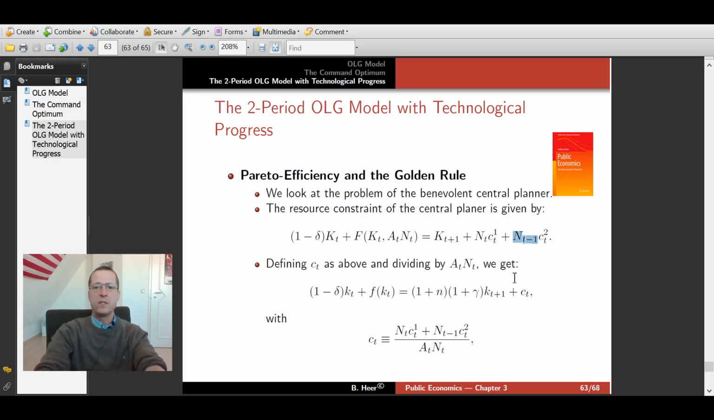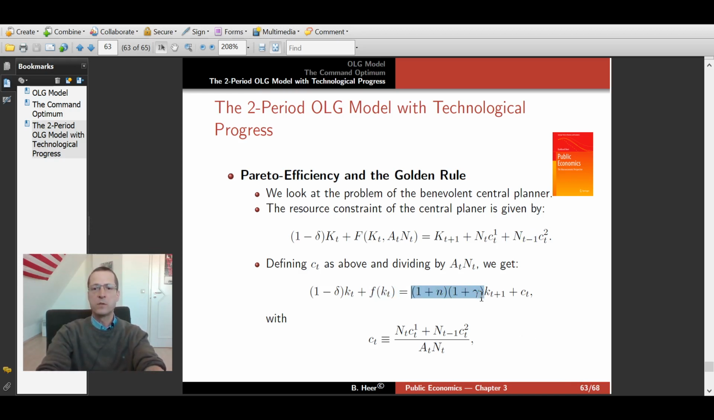Now, if we divide this equation by AT NT, by effective labor, we get an equation in the capital intensity, kT, which is much more convenient to handle because kT is a stationary variable. And we just derive the second equation here: 1 minus delta times kT, our depreciated capital stock per effective labor, plus production per effective labor, f of kT, is equal to next period capital stock.